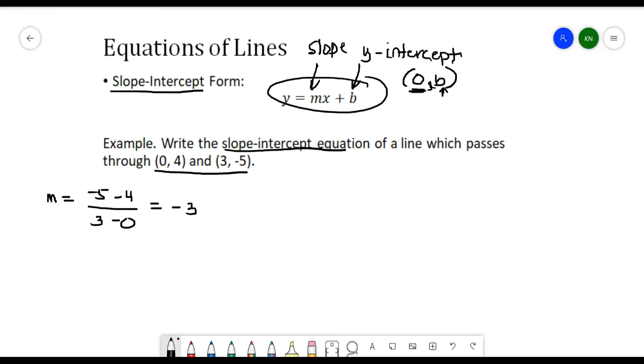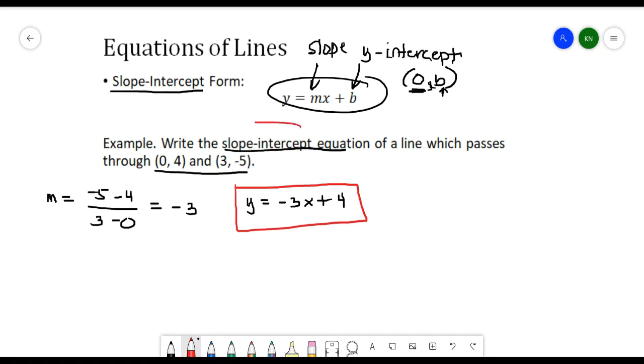So we already have the result of our slope. Substituting that into the slope-intercept form, we have y is equal to -3x plus 4, since our b is 4. So this is now the result of our equation. This is now the equation of the line in slope-intercept form.